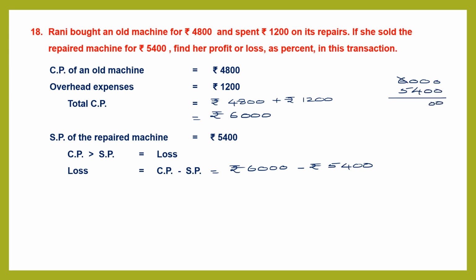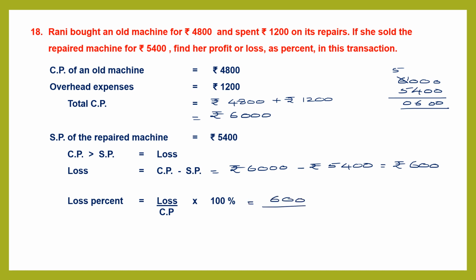0, 0. Now borrow from here. 10 minus 4 is 6 and 0. So what do we have? This 600. That means the loss is 600 rupees. So now that we have found the loss, we can find the loss percent by writing the formula: loss divided by cost price into 100. And the loss is 600. The cost price is given to us, 4,800 plus 1,200. So we got the total cost price as 6,000 rupees.